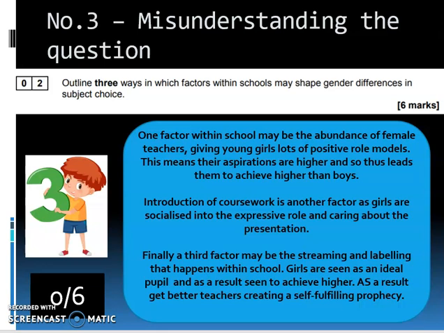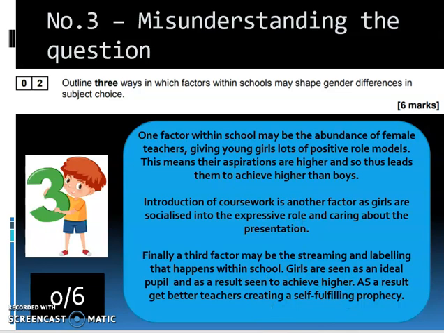So there are a few ways this student has lost marks. Firstly, the student focuses on gender and achievement rather than gender and subject choice. There is no indication that the student is addressing the different subjects boys and girls achieve. So they've identified female teachers, role models, and then it's clearly linked to achievement. Same with the next one, introduction of coursework, and you might want to just have a little bit more up-to-date knowledge that coursework has been removed from a lot of subjects. And then we've got streaming and labelling as well.